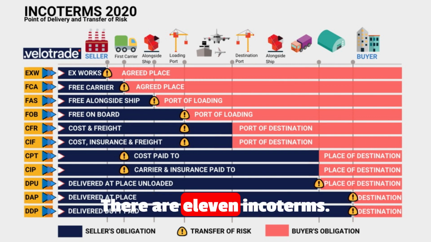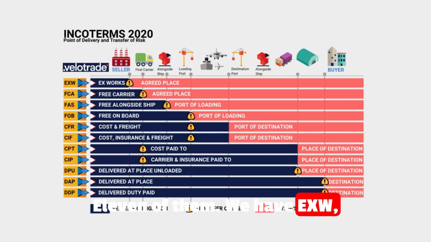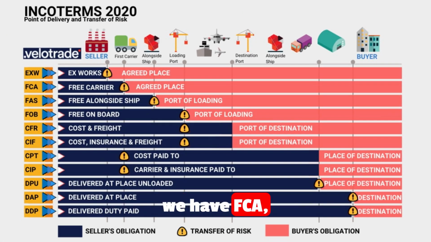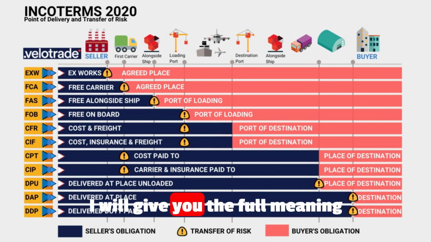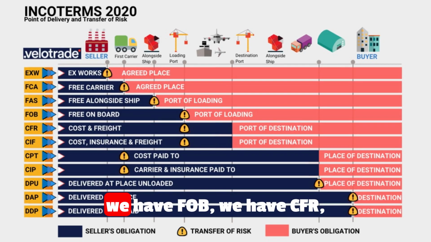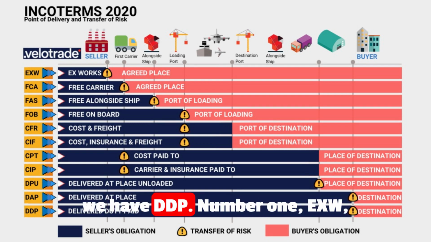There are 11 INCOTERMS. We have EXW, we have FCA, we have FAS. Don't worry, I will give you the full meaning soon. We have CPT, we have CIP, we have FOB, we have CFR, we have CIF, we have DAP, we have DPU, we have DDP.